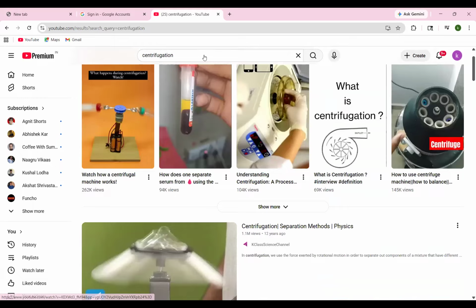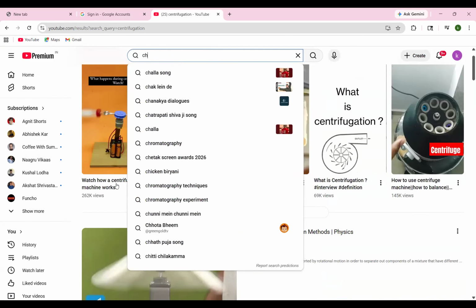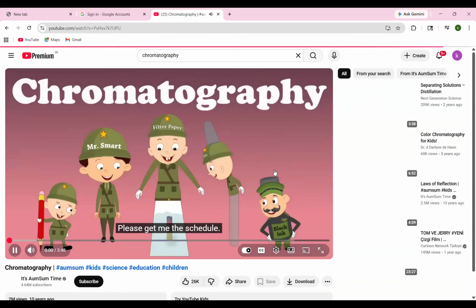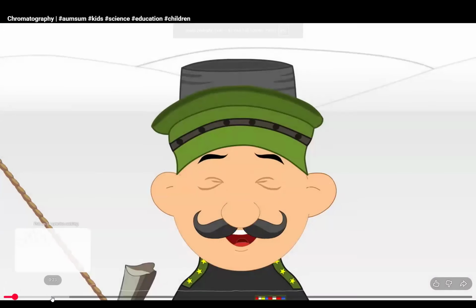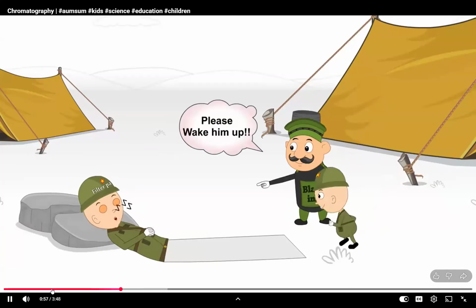Now I am going to show you something different: chromatography. Look, I'll show you in this way, beta. The topic for today is chromatography. Please see it. Only if you maintain silence.